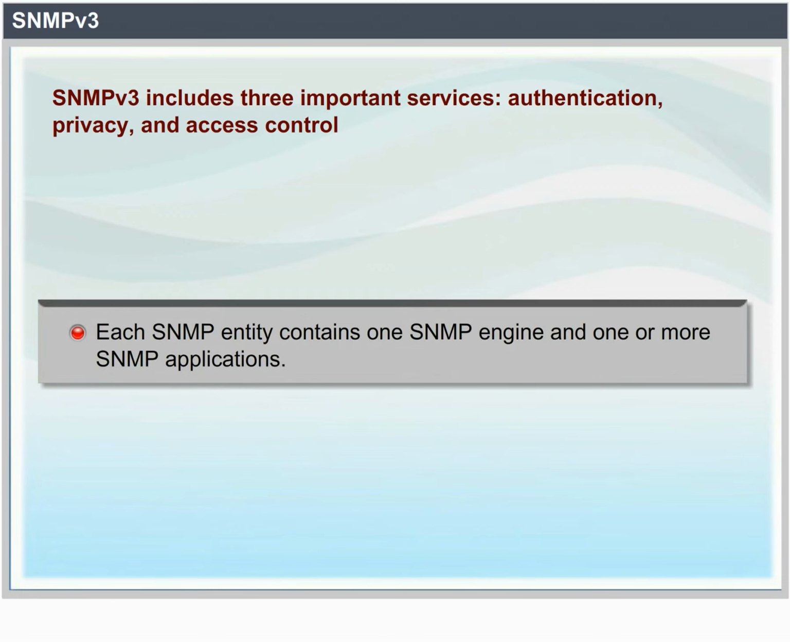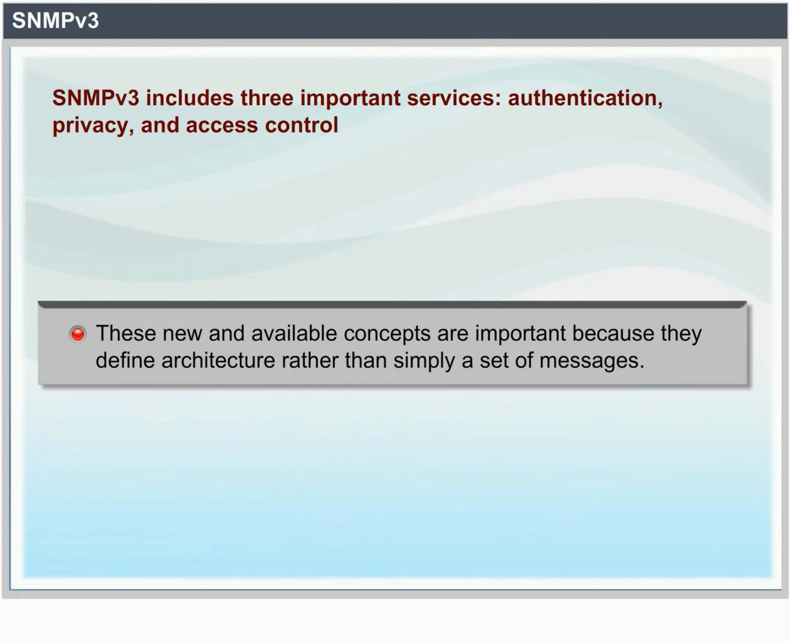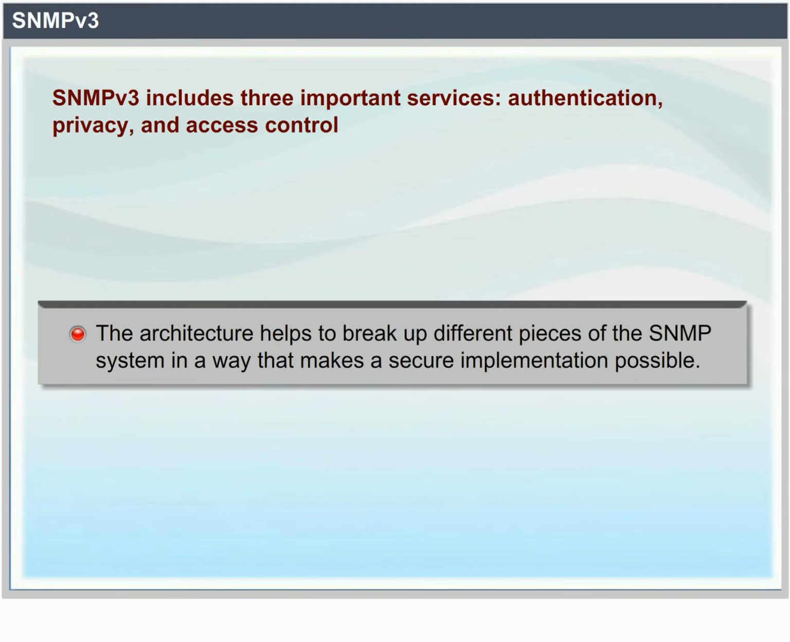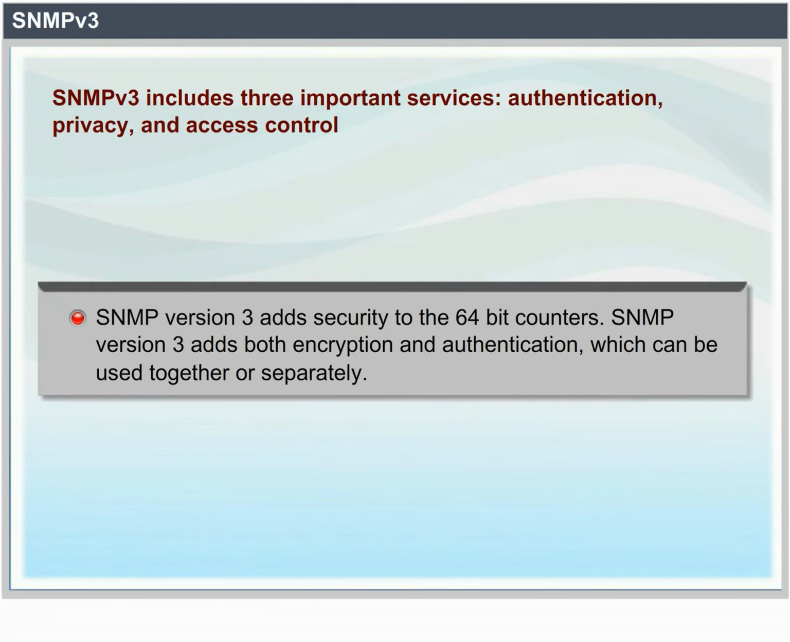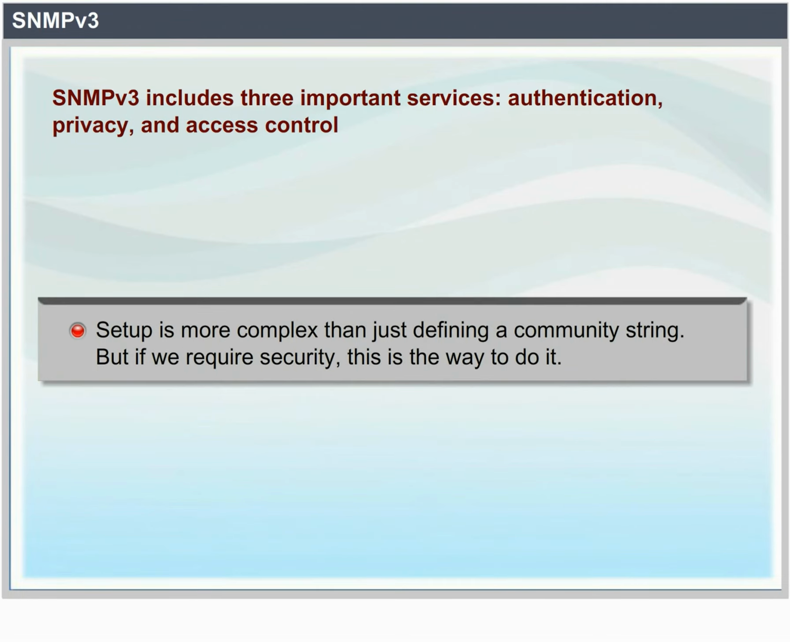These new concepts are important because they define architecture rather than simply a set of messages. The architecture helps to separate different pieces of SNMP system in a way that makes a secure implementation possible. SNMP version 3 adds security to the 64-bit counters. SNMP version 3 adds both encryption and authentication, which can be used together or separately. Setup is more complex than just defining a community string, but if we require security, this is the way to do it. SNMP v3 Security Model.